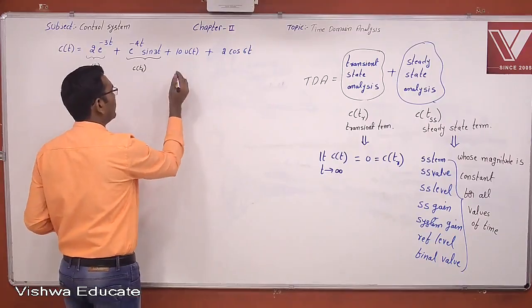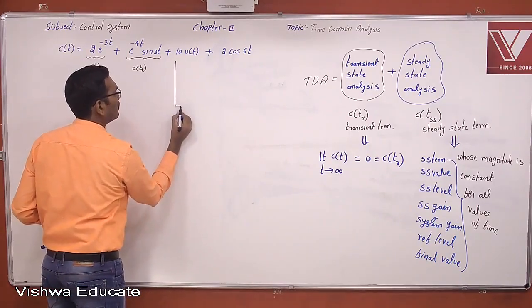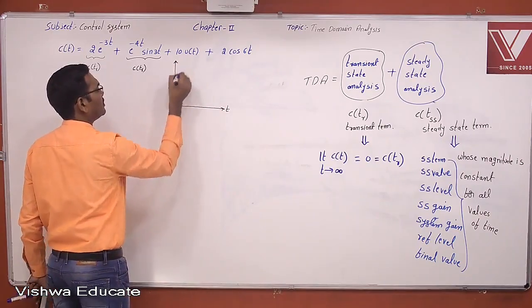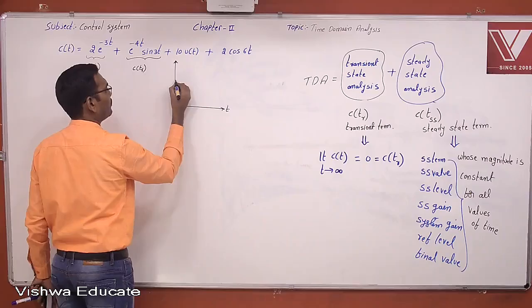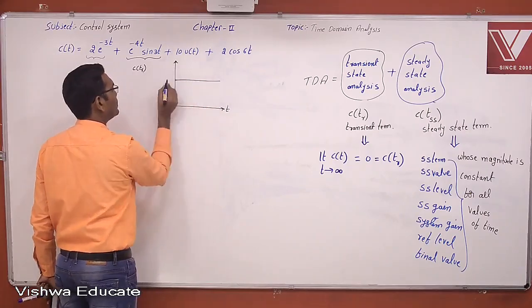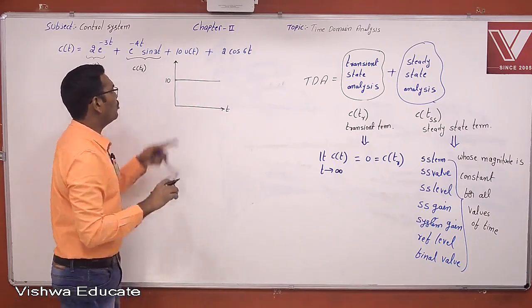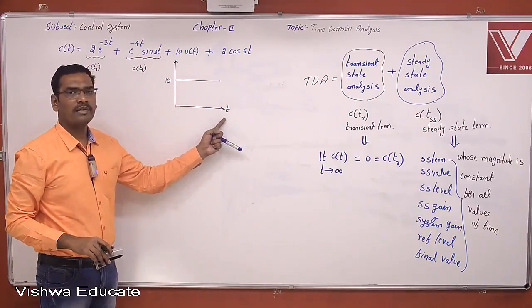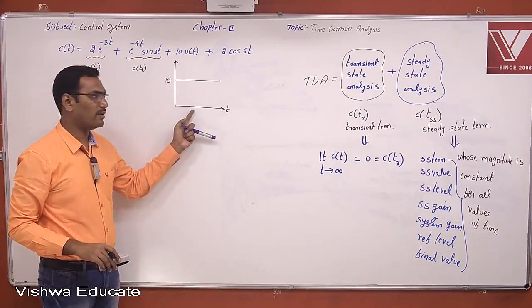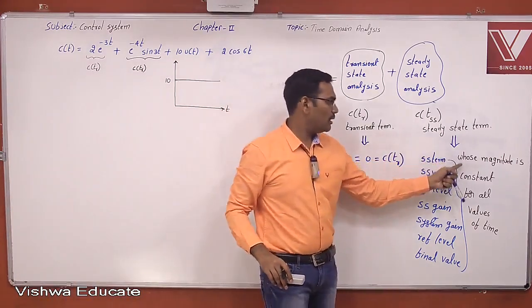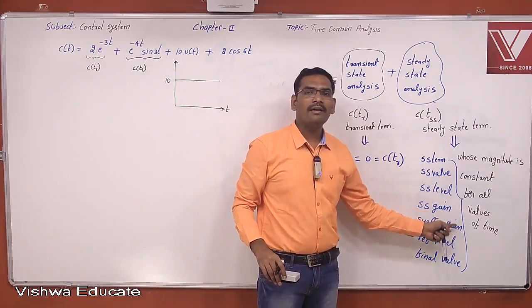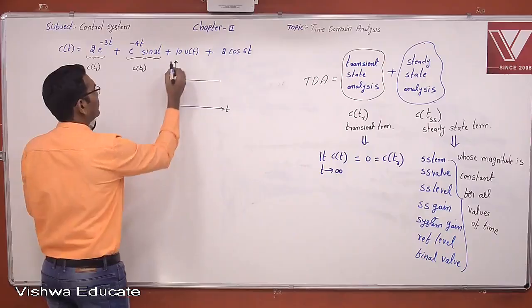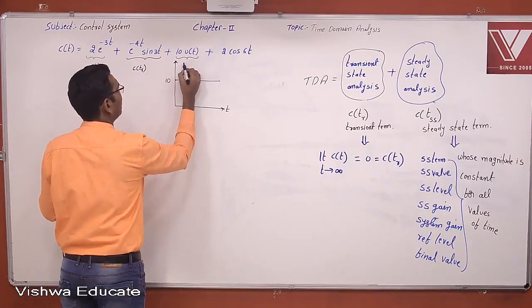Now if you see here, with respect to time, this is the unit step signal for the positive values of time, and the magnitude is 10, whose magnitude is constant for all the positive values of time. Whose magnitude is constant for all the values of time is called a steady state term. Therefore, students, this comes under steady state term.